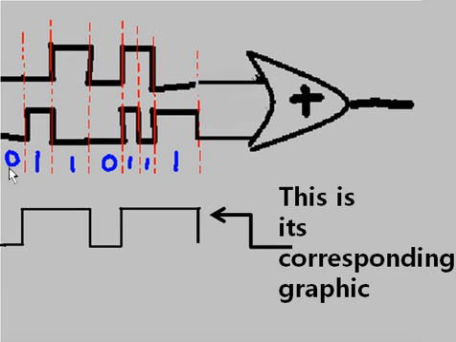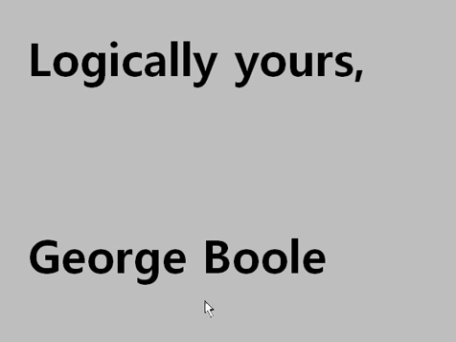Here you have a 0, and it maps to the 0. Over here to the 1. Come down again to the 0, goes up when it's a 1, stays a 1 up until it drops again at this point. This is its corresponding graphic. Logically yours, George Boole.